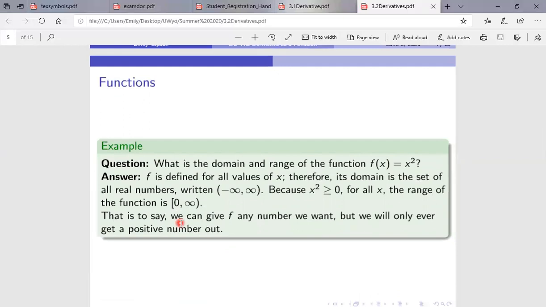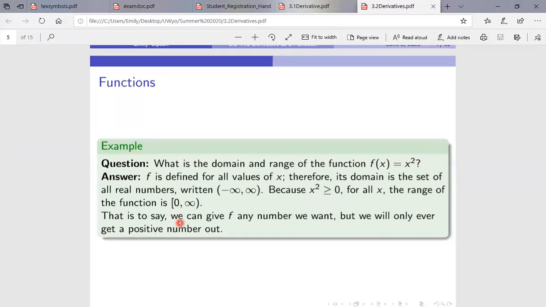So welcome back from your pause. And the question is, what is the domain and range of the function f of x equals x squared? So our answer, it's very wordy, but that's okay. We'll walk through it together. f is a function, and it's defined for all values of x. Therefore, its domain is the set of all real numbers, written negative infinity to positive infinity.